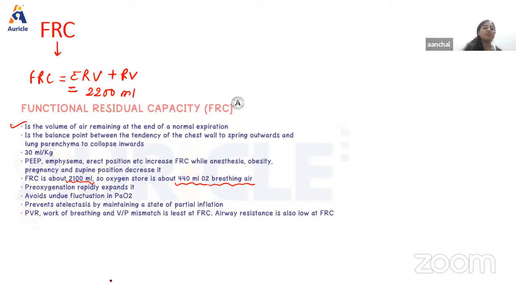And here the PVR, work of breathing, and V/P, volume-by-pressure mismatch, are at least at FRC, and airway resistance is also low at FRC. Okay, now next we're going to learn about the measurement, that is, how we can measure this functional residual capacity. For measurement, usually we do it by three methods.